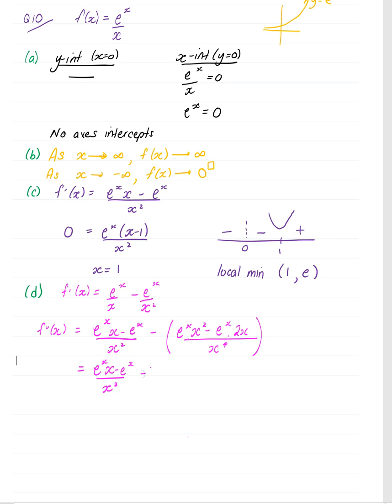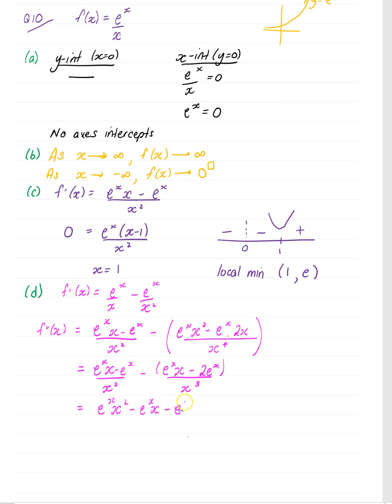All over x squared minus, that will be e to the x. So dividing each of these by x, so minus 2e to the x. And that now becomes over x cubed. If I want to put this all over one common denominator, I want it to be x cubed, so I'm going to times each of these by x. So this becomes e to the x times x, we get x squared minus e to the x times x.